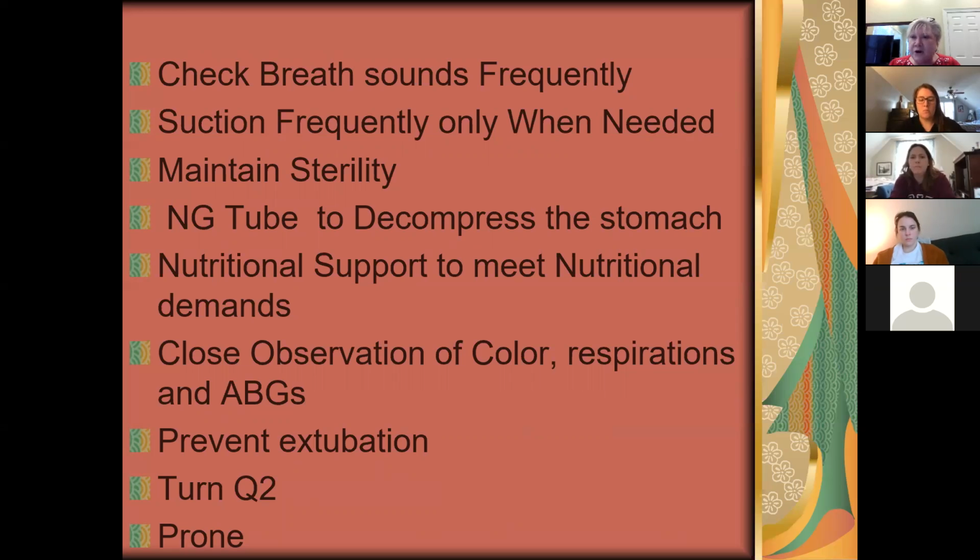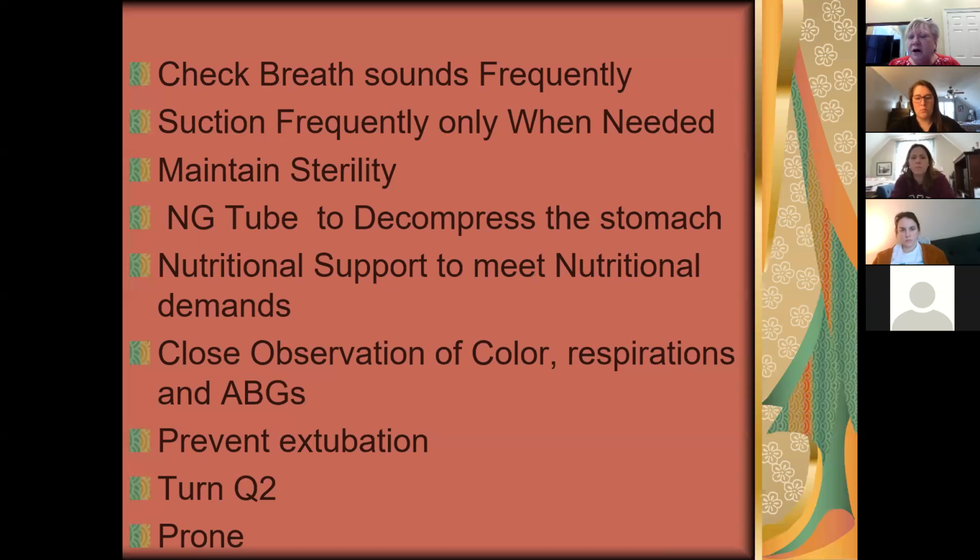It is a sterile technique. Suctioning is aseptic. It is not clean. You use sterile technique when you suction. I talked about an NG or an OG to decompress the stomach. NG is sort of used as a synonymous term with OG. One goes through the nose, one goes through the mouth, but both are stomach decompressions.